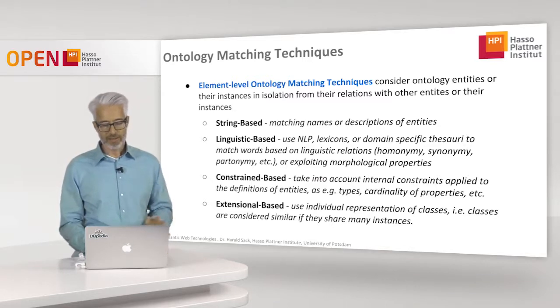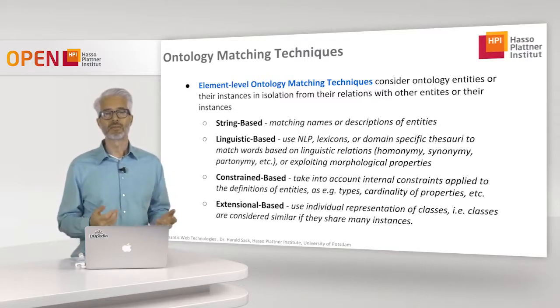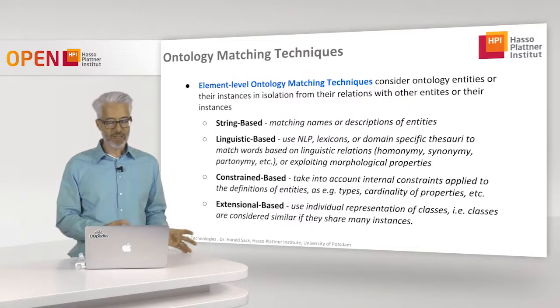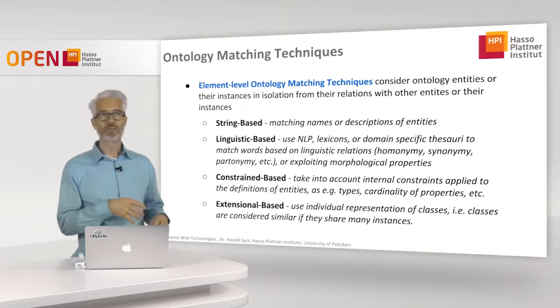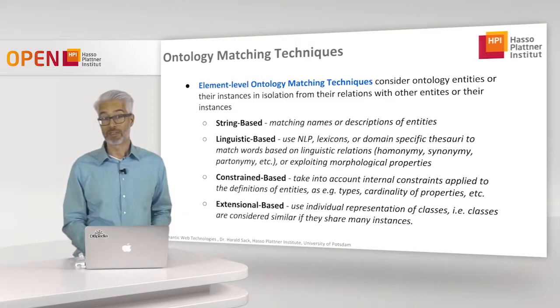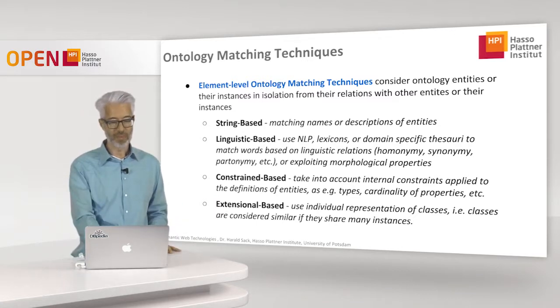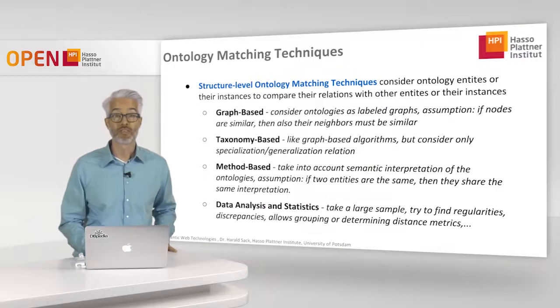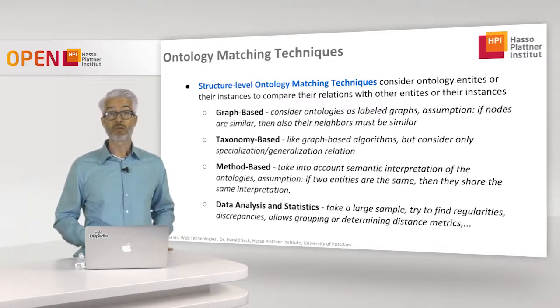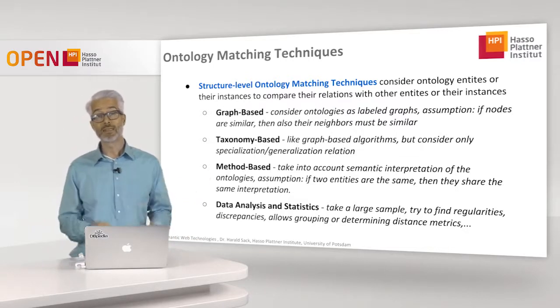And on the other hand, they also look at the individual representation of classes. So classes will be extended. You look at so-called extensional-based matching techniques. And then two classes, for example, are considered to be similar if they share lots of instances of the class. So this would be an extensional-based technique. So these are the more simple element-level ontology mapping or ontology alignment technologies. Let's go one step further, the structural level. There, of course, we take into account the relationships among the entities with each other.